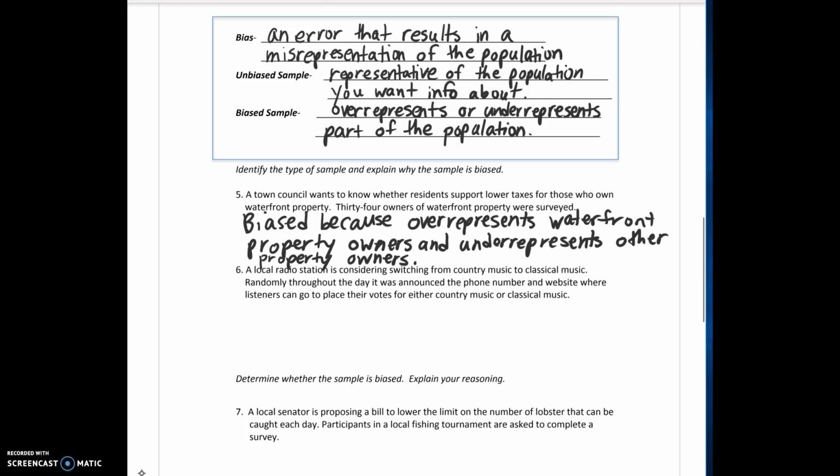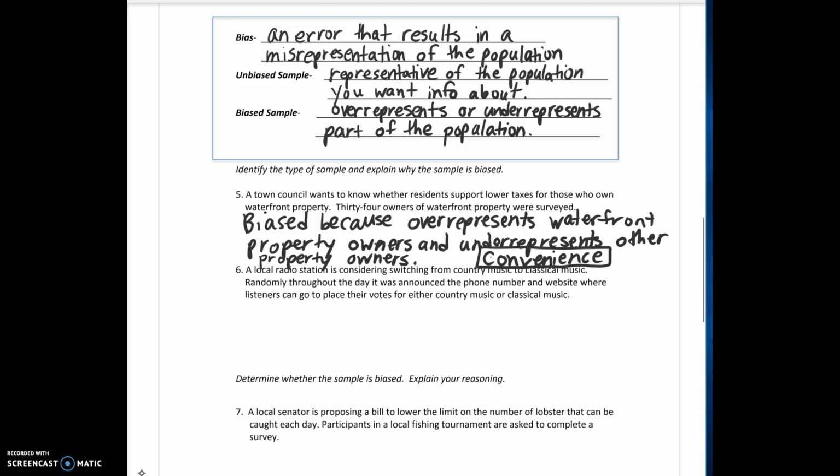And this one is a convenience sample because the waterfront property owners are all probably located in a similar area. And it's not like a cluster because you would have to select every single one. It's just 34 of those waterfront property owners.